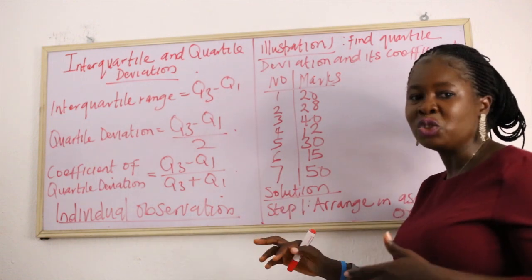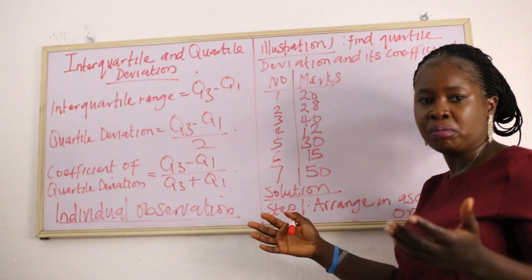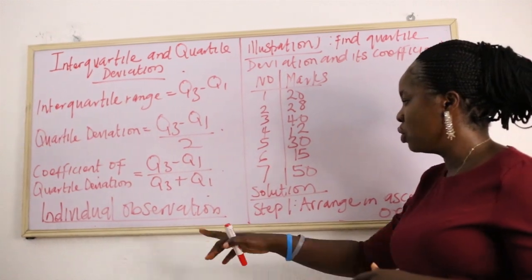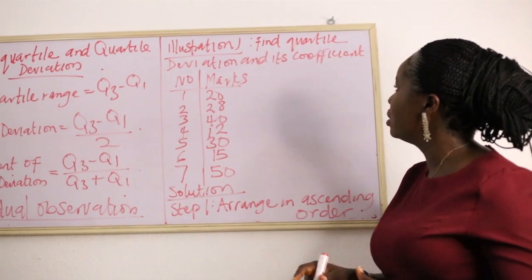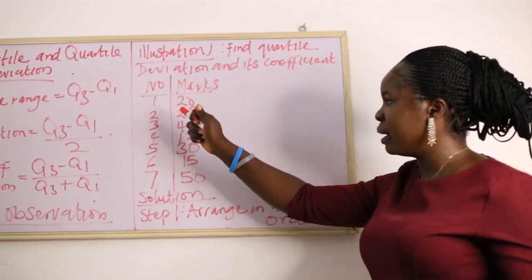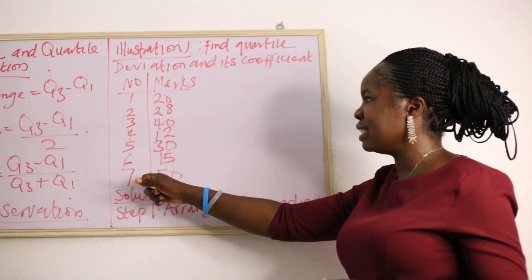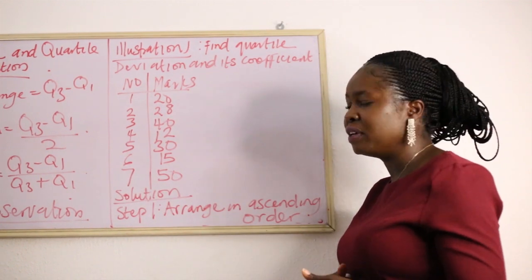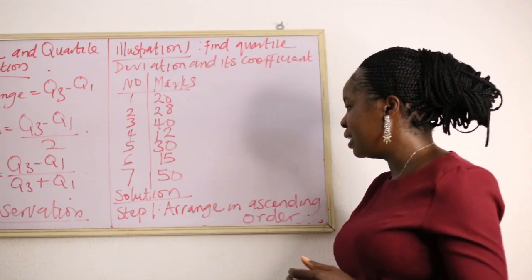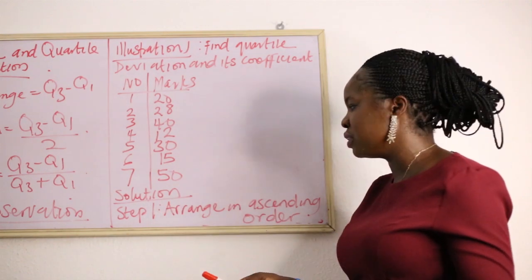Then the coefficient, as usual, is Q3 minus Q1 all over Q3 plus Q1. We'll be looking at an illustration on individual observation before we look at continuous series. Find the quartile deviation and the coefficient. These are the numbers 1, 2, 3, 4, 5, 6, 7, and these are the marks: 20, 28, 40, 12, 30, 15, and 50.